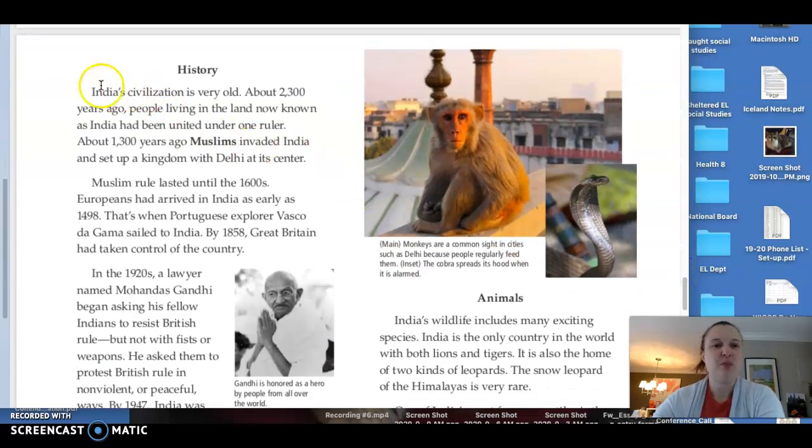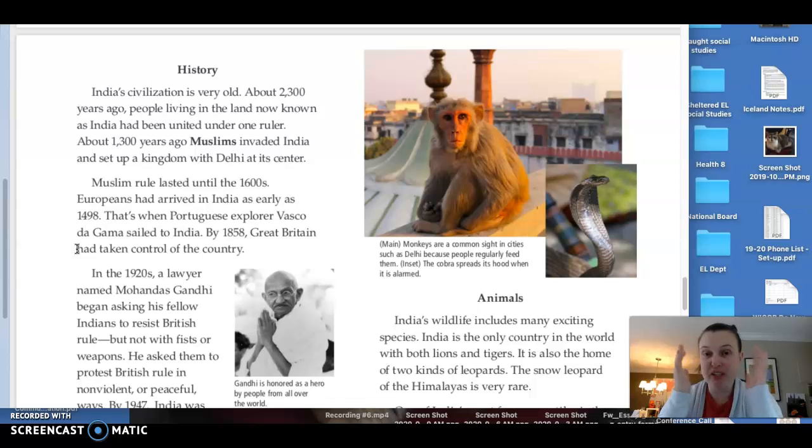History. India's civilization is very old. About 2,300 years ago, people living in the land now known as India had been united under one ruler. About 1,300 years ago, Muslims invaded India and set up a kingdom with Delhi at its center. Muslim rule lasted until the 1600s. Europeans had arrived in India as early as 1498. That's when Portuguese explorer Vasco da Gama sailed to India. By 1854, Great Britain had taken control of the country.